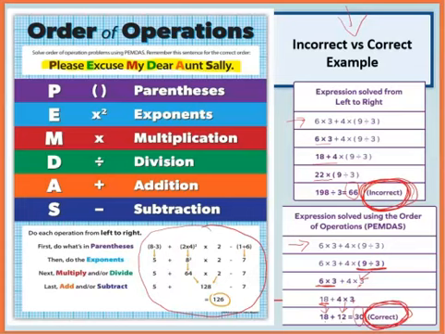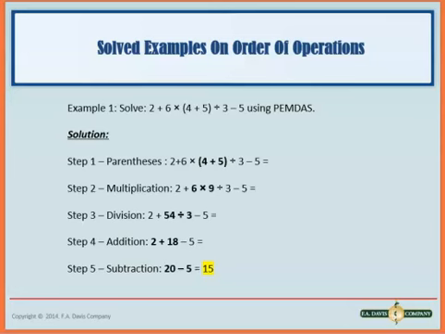Okay, let's look at another example using order of operations. The very first thing we want to do, step 1, is look to see if there are any parentheses, and there are. We've got 4 plus 5, so that's the very first thing we're going to solve, and that's 9. So we're going to do multiplication next, and we do have multiplication, so that's going to be our step 2. So multiplication of 6 times 9 is what?